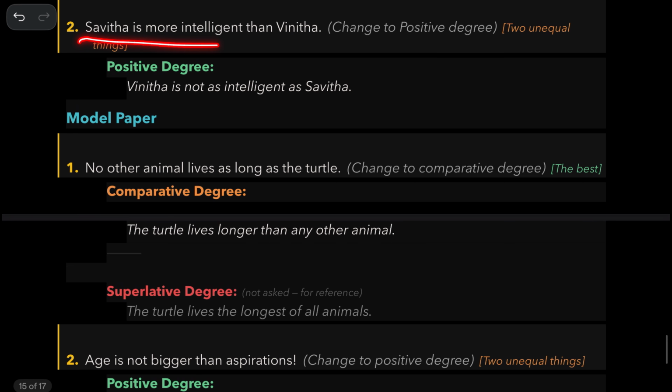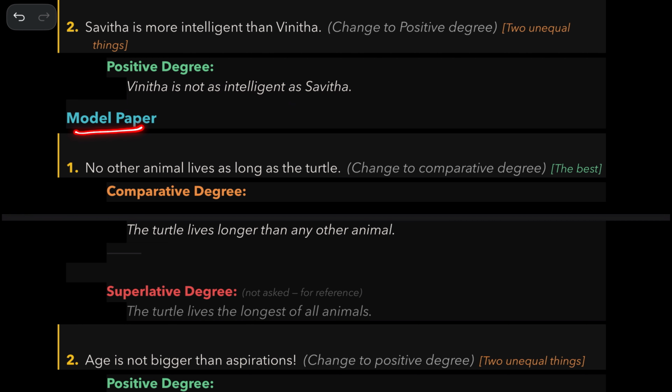Savita is more intelligent than Vinita. Here, this is not at all required because only two people are there. Two unequal things. This belongs to the fourth pattern. Positive degree. Vinita is not as intelligent as Savita.